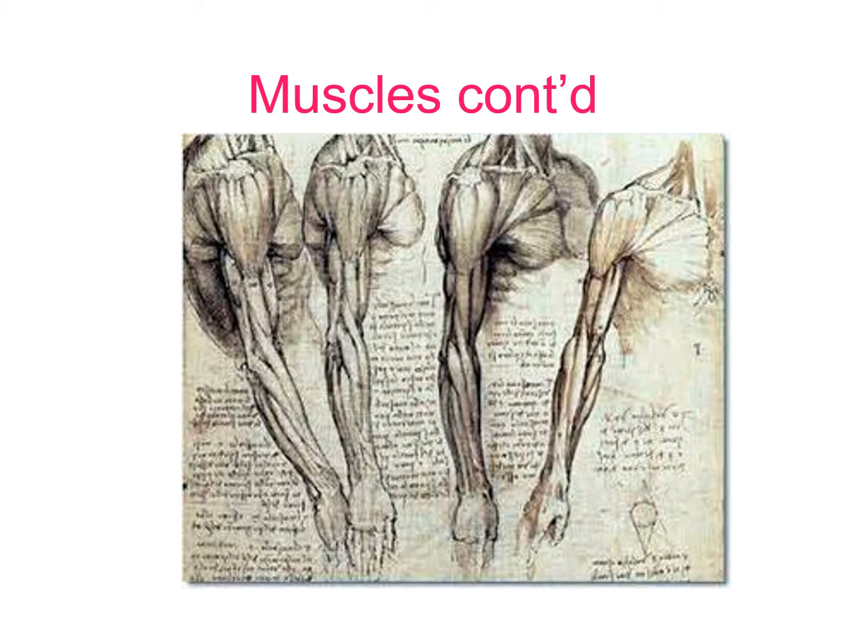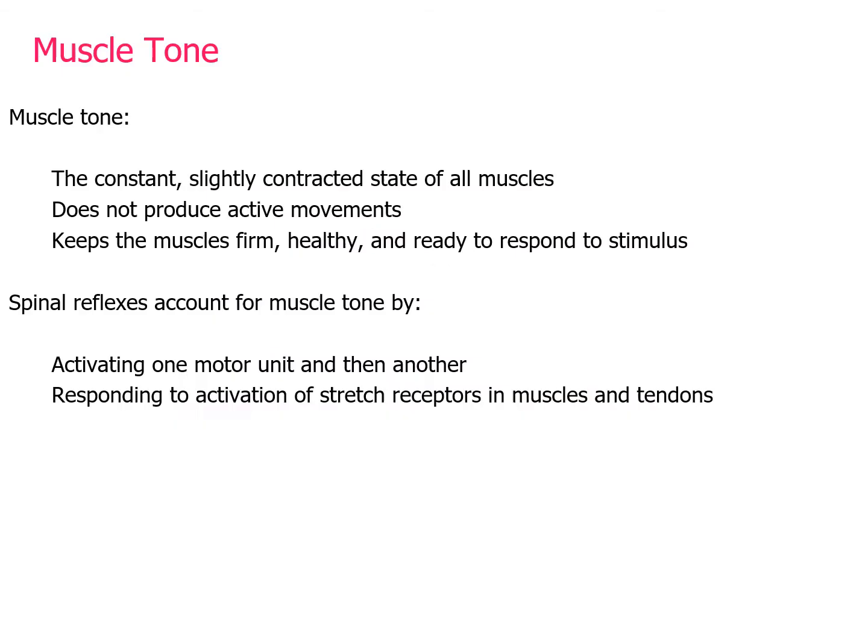Okay, we're going to continue with muscles. This is lecture 7B. Now, typically, muscles in the body are maintained in a slightly contracted state. And that contraction is not to produce any active movement, but helps to keep the muscles firm and healthy. Good muscle tone, in other words.